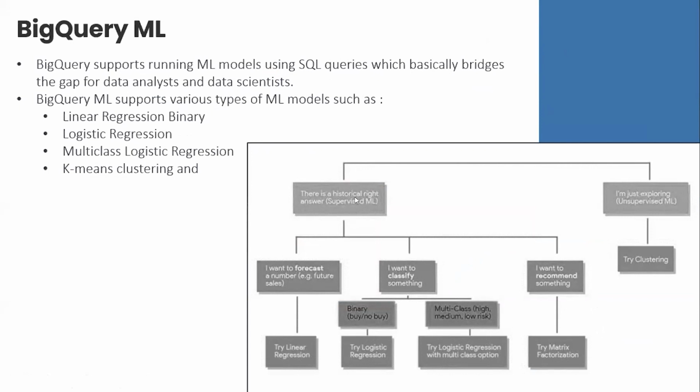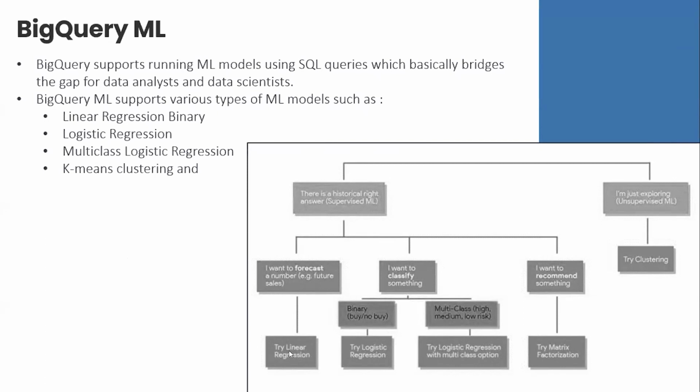If you look at this diagram, there is historical data and historical right answers, which is supervised learning. If a decision is already there and you want to understand, for example, the forecast, you can do that. Sometimes we don't have that, so we need to label and understand the data. That is nothing but unsupervised learning. In supervised learning, if I want to forecast a number, such as future sales, we can try linear regression.